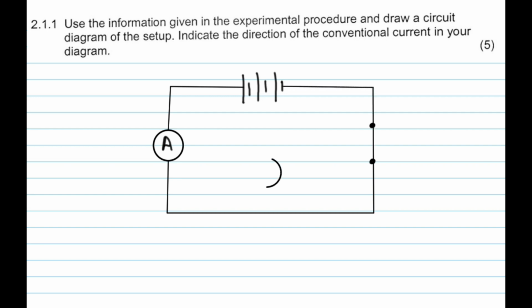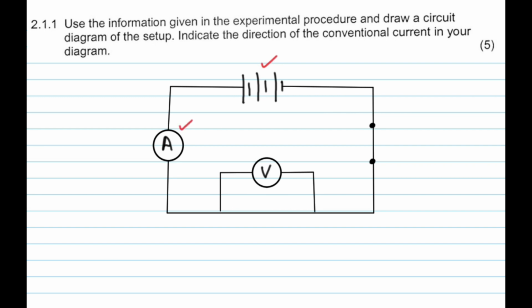The one element that we just need to remember to add is our voltmeter, and remember, voltmeters are always connected in parallel. So you're not going to put that in series like you did with the ammeter, you're going to connect that in parallel.